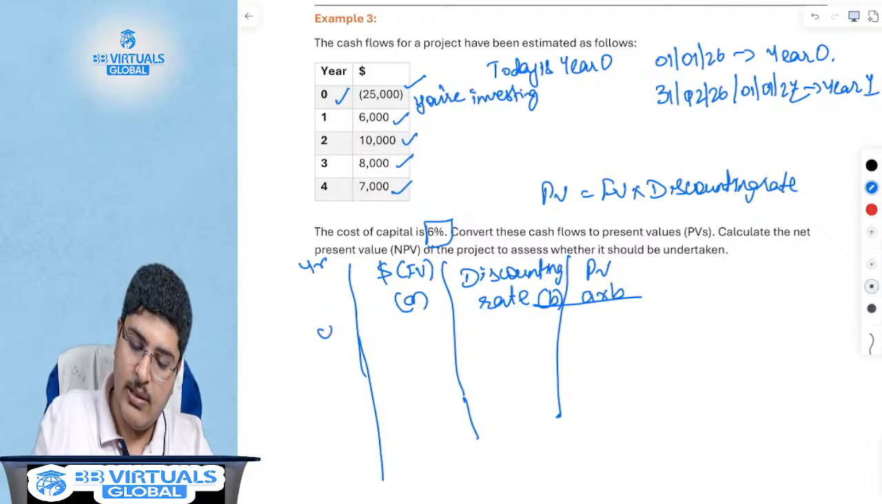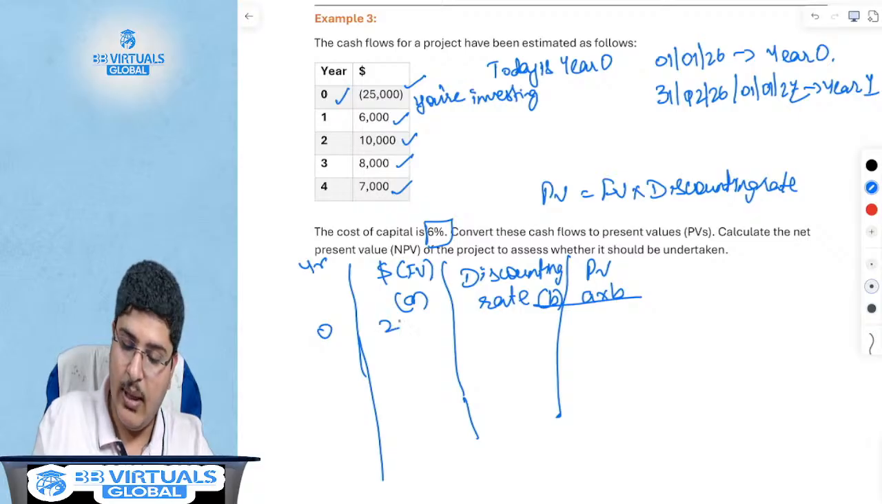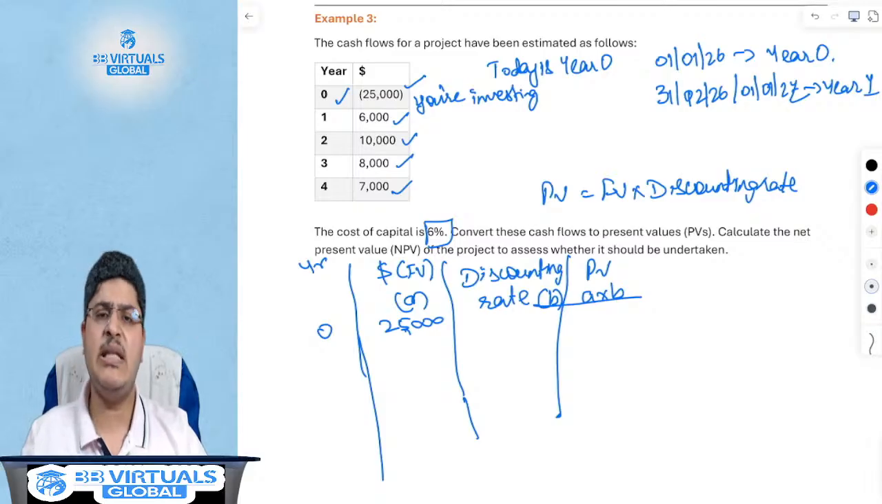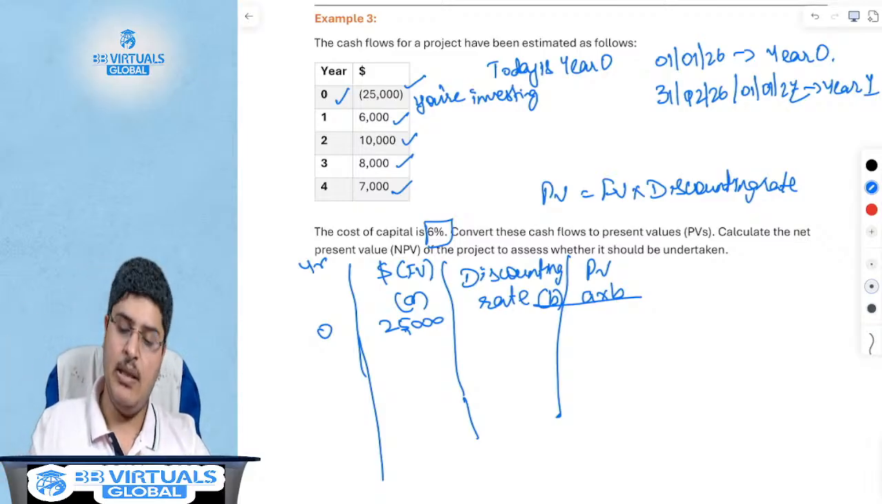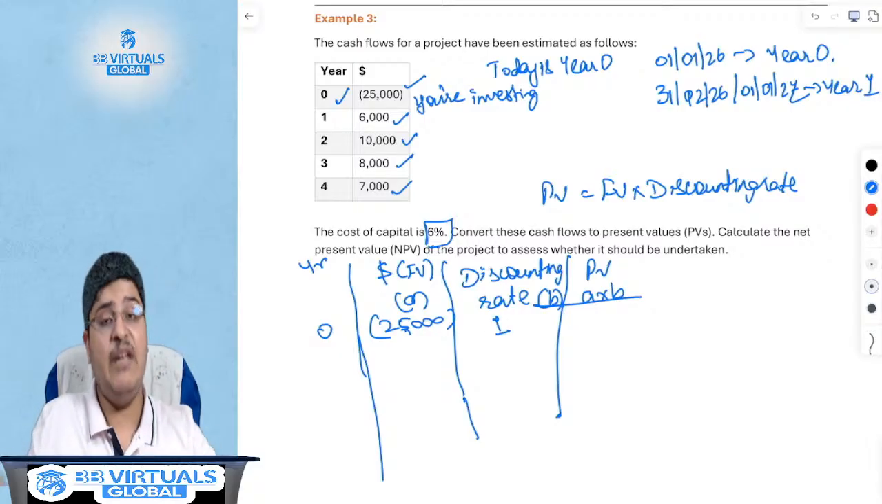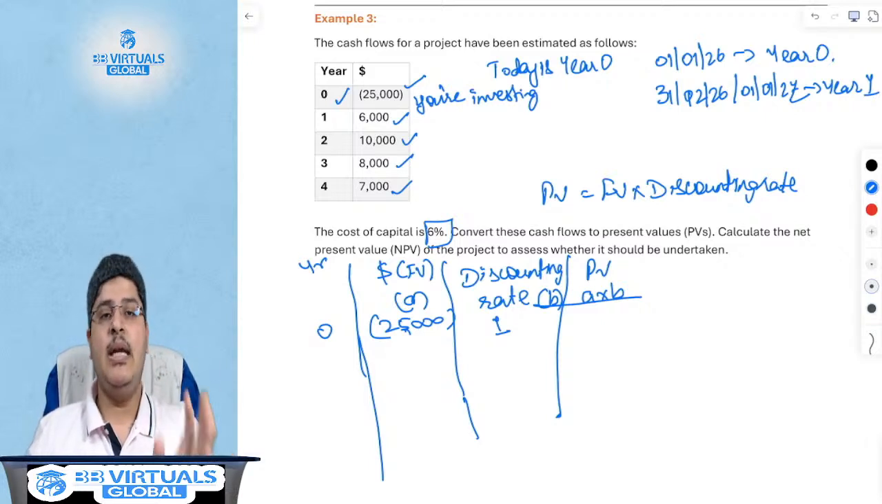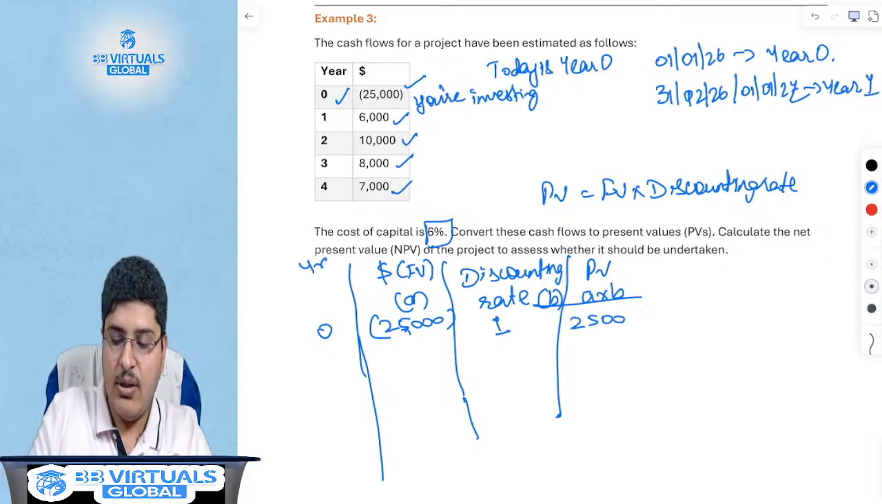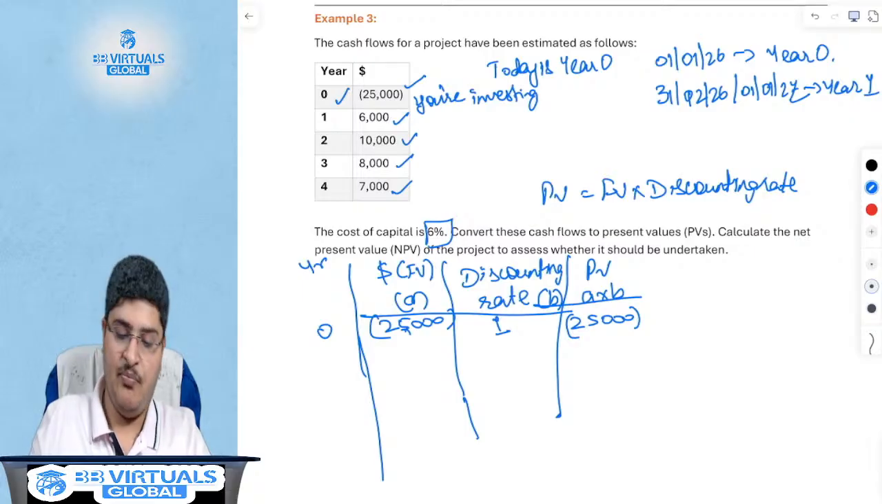So your year 0 is 25,000, but sir, 25,000 is not future value, it is present value. I am investing that 25,000 today. Yes, and hence the discounting rate is 1 rupee. The 25,000 rupees that you're investing today, how much is it worth today? It is worth 25,000 today, and hence the discounting rate is nothing but 1.